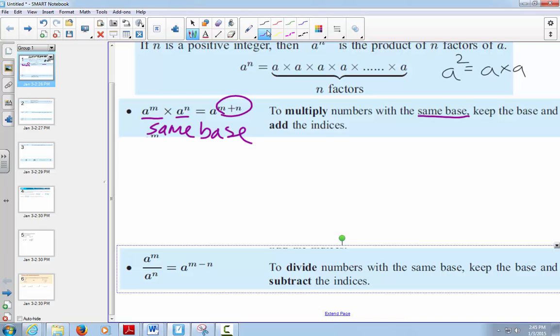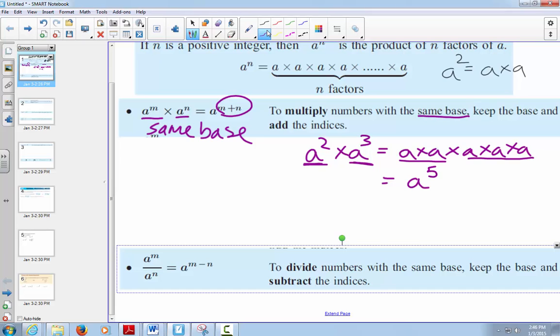An example: a squared times a to the third. That's also seen as a times a, times a, times a, times a. There's a squared and a to the third. How many times? 1, 2, 3, 4, 5, a to the power of 5, or 2 plus 3, to give me the power of 5. This is the correct answer. I'm just showing you the short form and the long way. Quick review, because this is something that you've covered before.